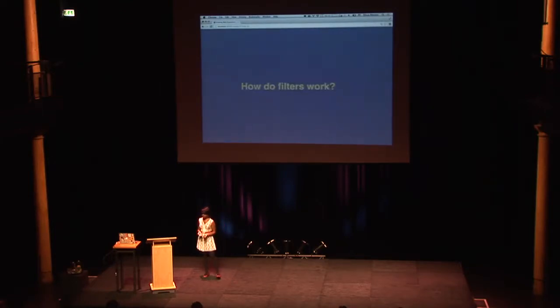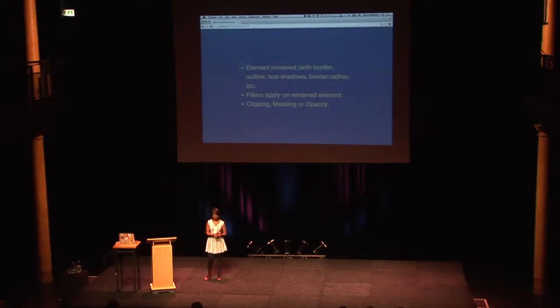And so how do these filters work? First, the element where you're applying the filter is rendered, which means that it is created as an image, because browsers ultimately display images on the screen based on understanding the code that you send them. So this element, with the border radius, the gradient, the outline, and all of those things, is rendered on the screen, and then the filter is applied on top of that. And then all the other features like blend modes, clipping, masking, or opacity will apply on top of the filters.